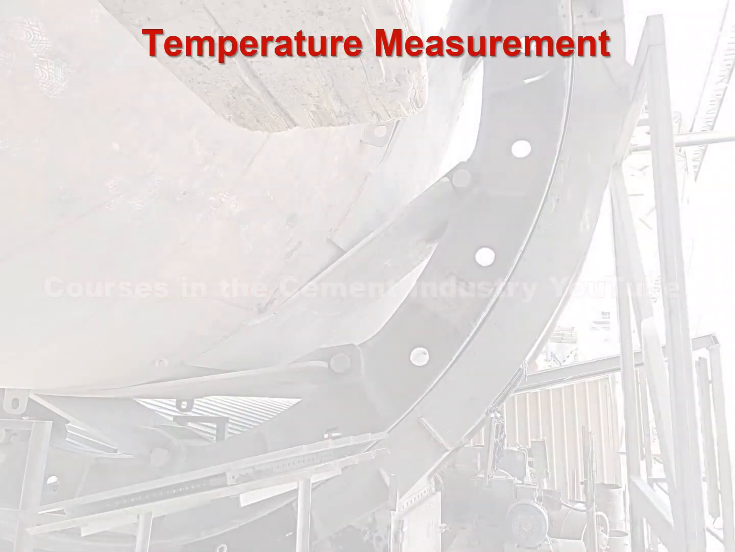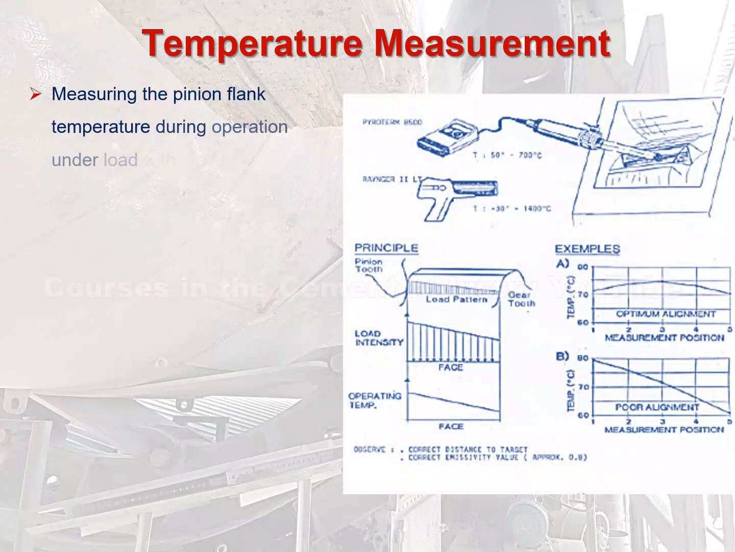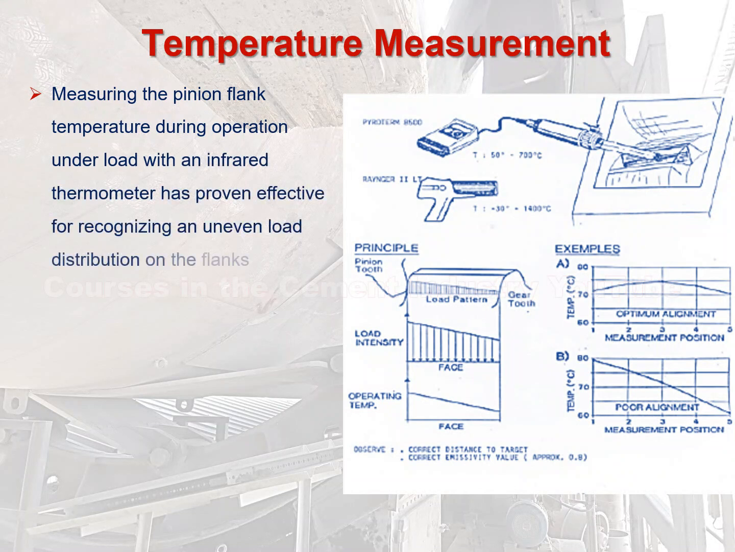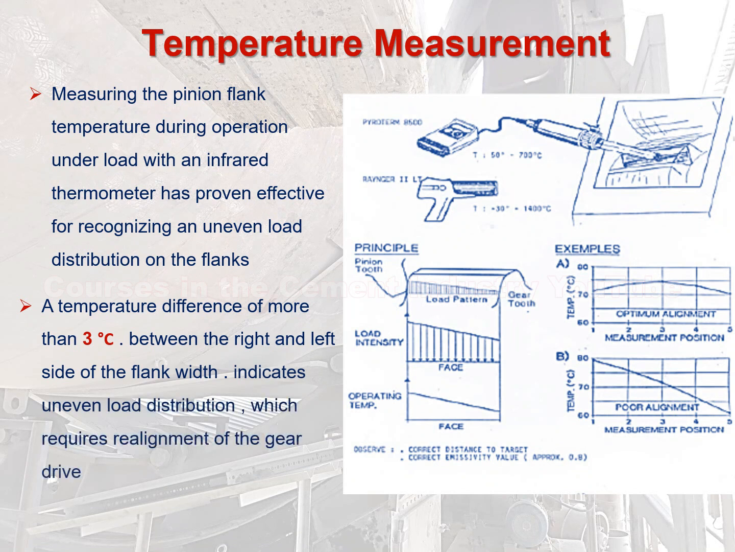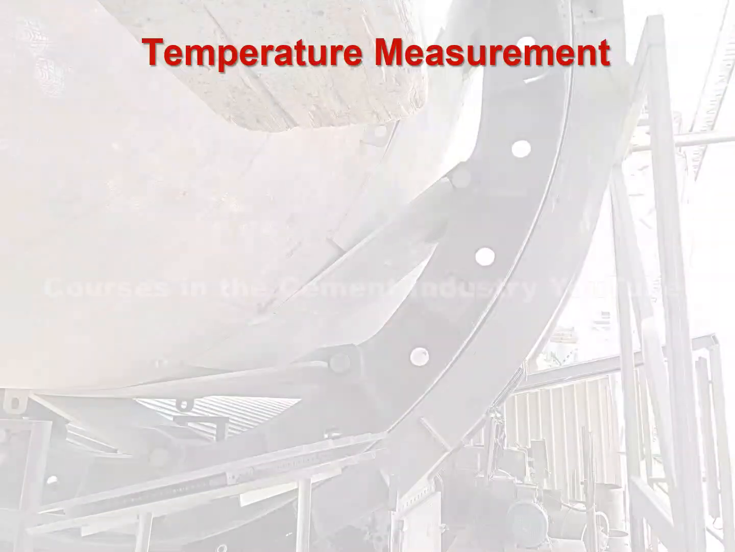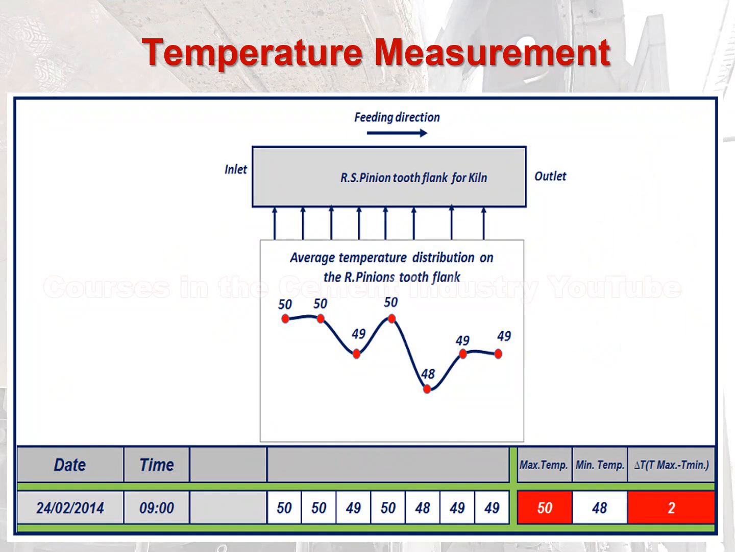Temperature measurement. 1. Measuring the pinion flank temperature during operation under load with an infrared thermometer has proven effective for recognizing an uneven load distribution on the flanks. 2. A temperature difference of more than 3 degrees C between the right and left side of the flank width indicates uneven load distribution, which requires realignment of the gear drive. In this picture it is explained. Average temperature distribution on the pinion's tooth flank.